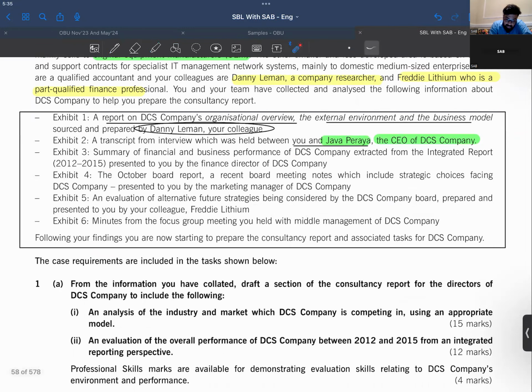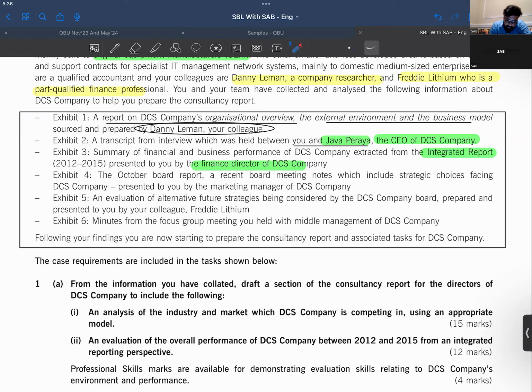A summary of financial and business performance of DCS company extracted from the integrated report presented to you by the finance director. So you have been given an integrated reporting summary, presented to you by the finance director of DCS company, right? So that's also a great thing.